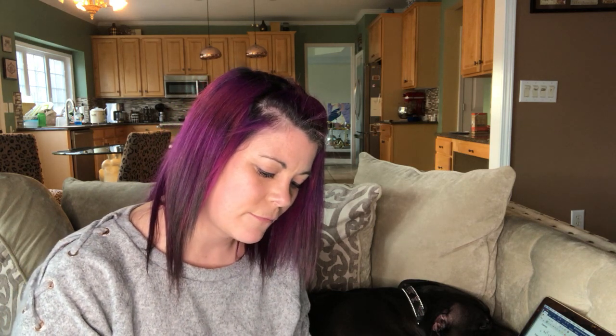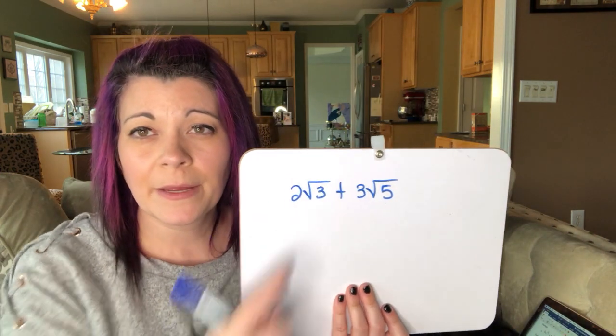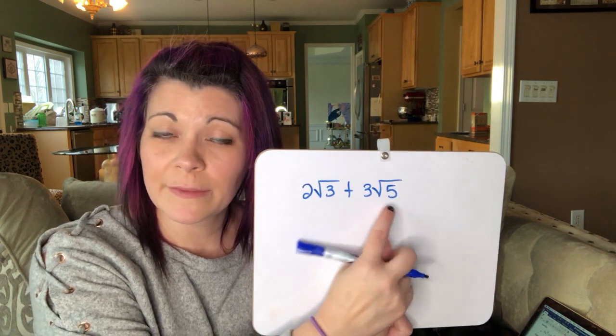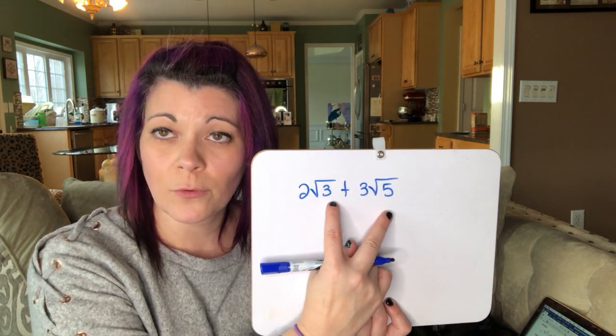Simplifying radical expressions is kind of like when you learn how to combine like terms. You can't combine radicals that do not have the same radical number under the square root symbol. So for example, 2 square root of 3 plus 3 square root of 5, we cannot combine because this has a square root of 3 with it and this has a square root of 5 with it. So they are not the same radical.